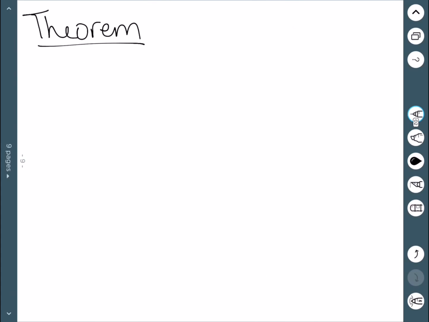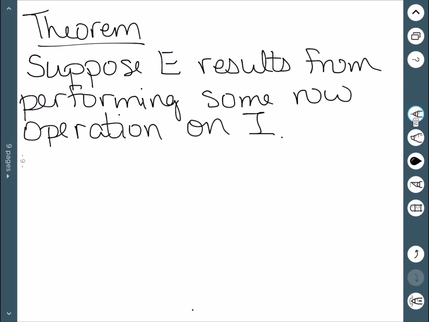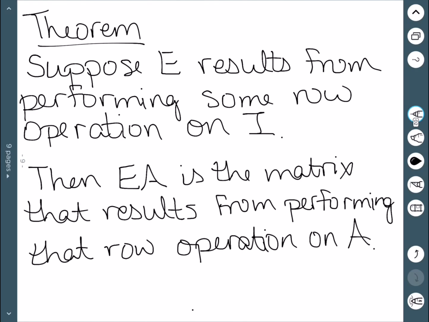We'll now talk about some of the properties of these elementary matrices. We start by supposing we have this matrix E that results from performing some row operation on our identity matrix. Therefore, E is an elementary matrix. Then if I multiply E by a matrix, EA, this is the matrix that results from performing that same row operation on A. This means essentially multiplying by an elementary matrix is the same thing as performing a row operation.